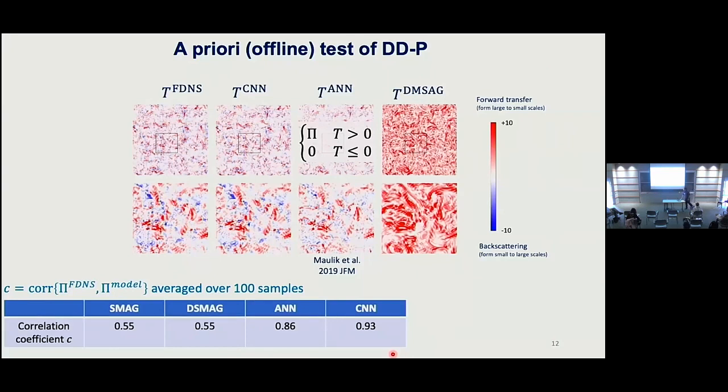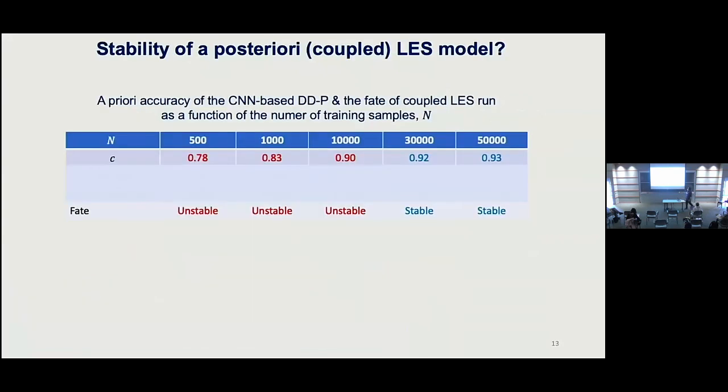So in our case, we also saw that this can happen to the CNN, but it depends on the size of the training set. Here, N is the number of training samples, from 500 to 50,000. C is the correlation. And the last row tells you the fate of an online simulation if we couple that CNN to the model. We see that when we have 500 samples, the correlation is 0.78 and we get an unstable simulation. We keep increasing it to 10,000, still unstable. When we go to 30,000, the correlation coefficient increases a little bit, but then we get a stable simulation.